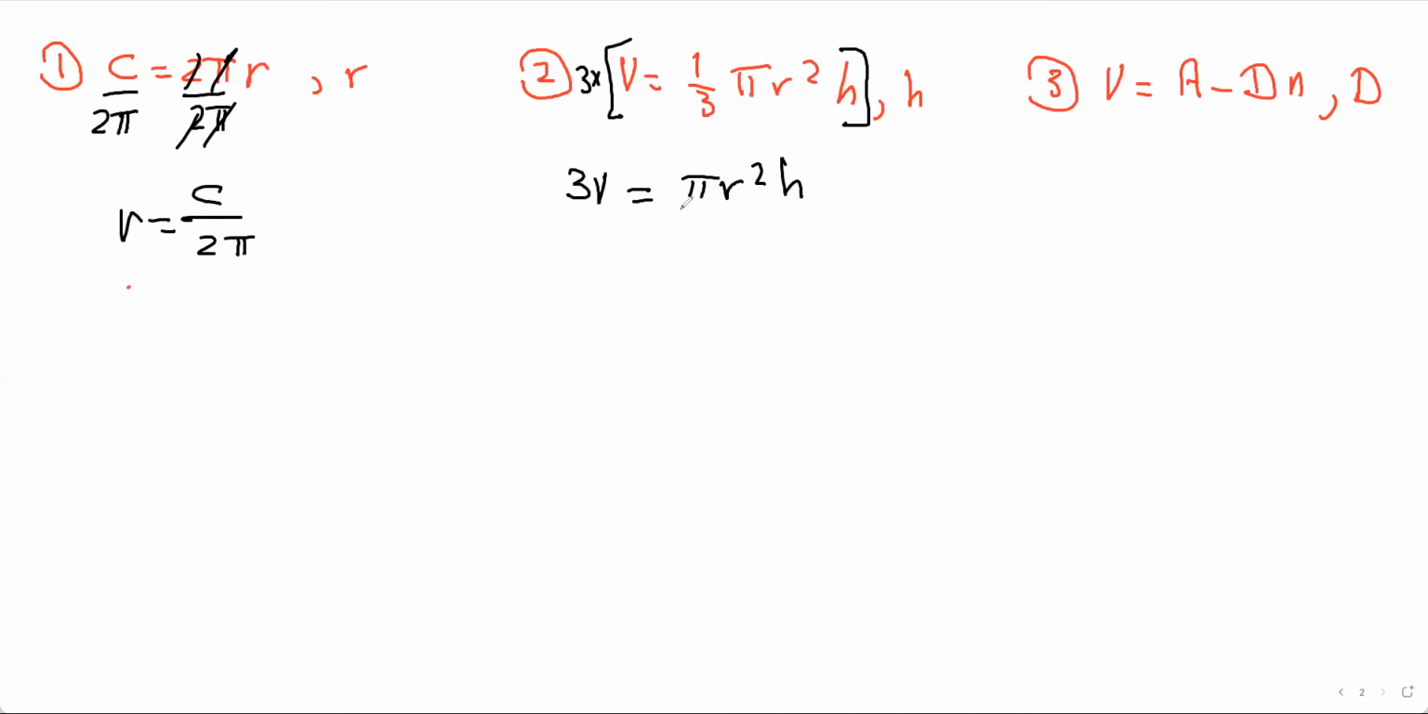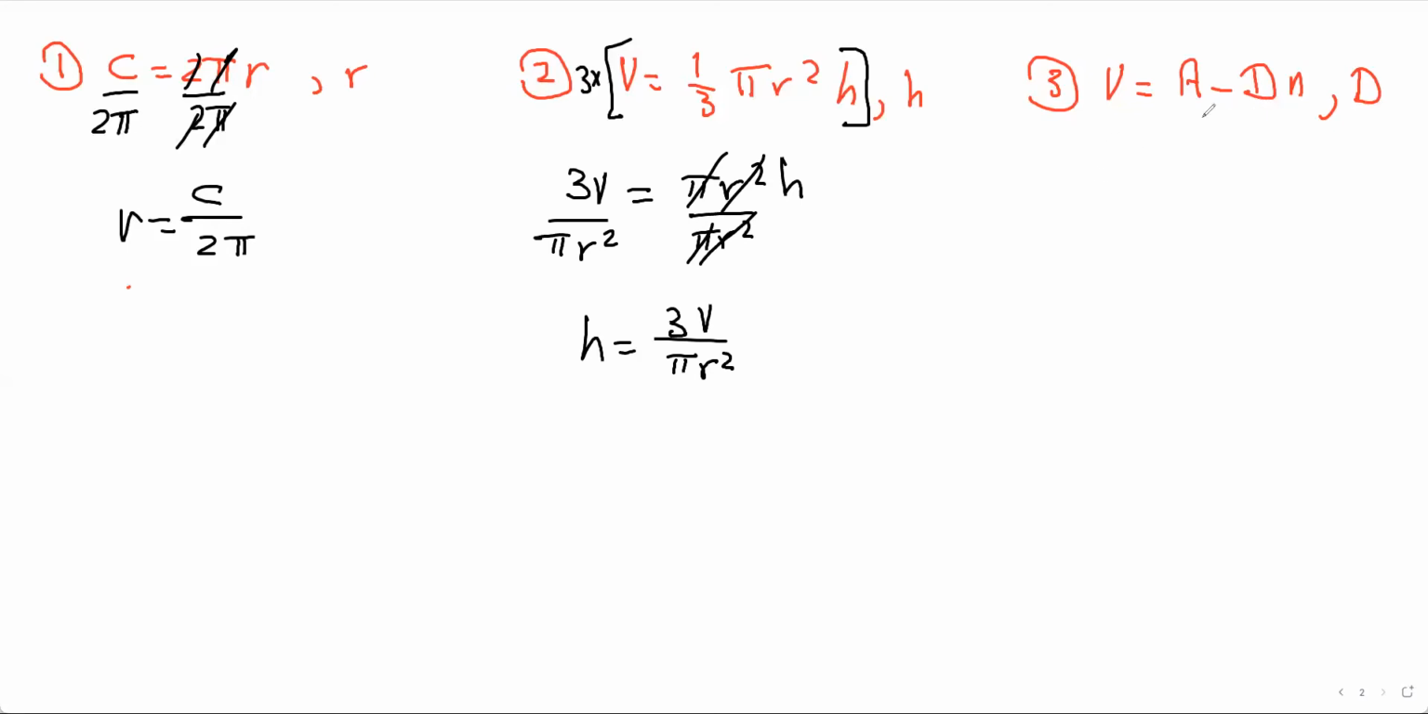All right, now I divide both sides by pi r squared to isolate the h. So the pi cancels, the r squared cancels with the r squared, and I have h equals 3V over pi r squared.